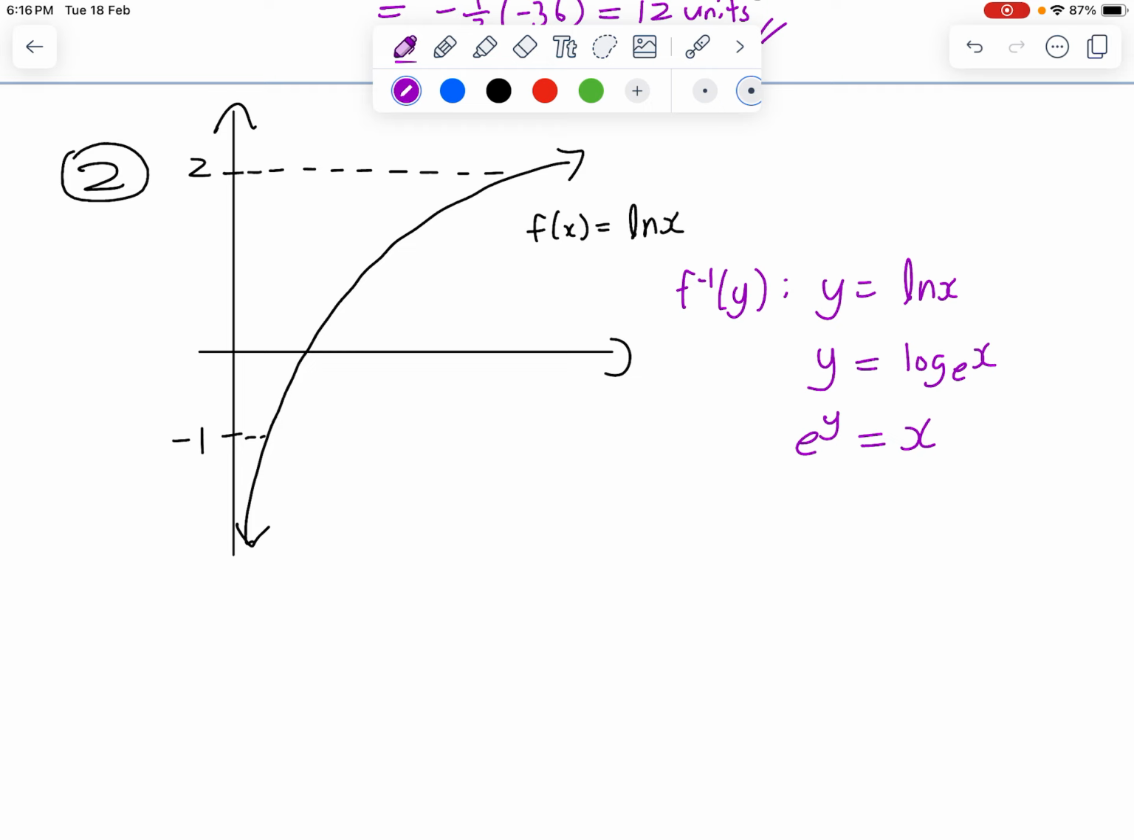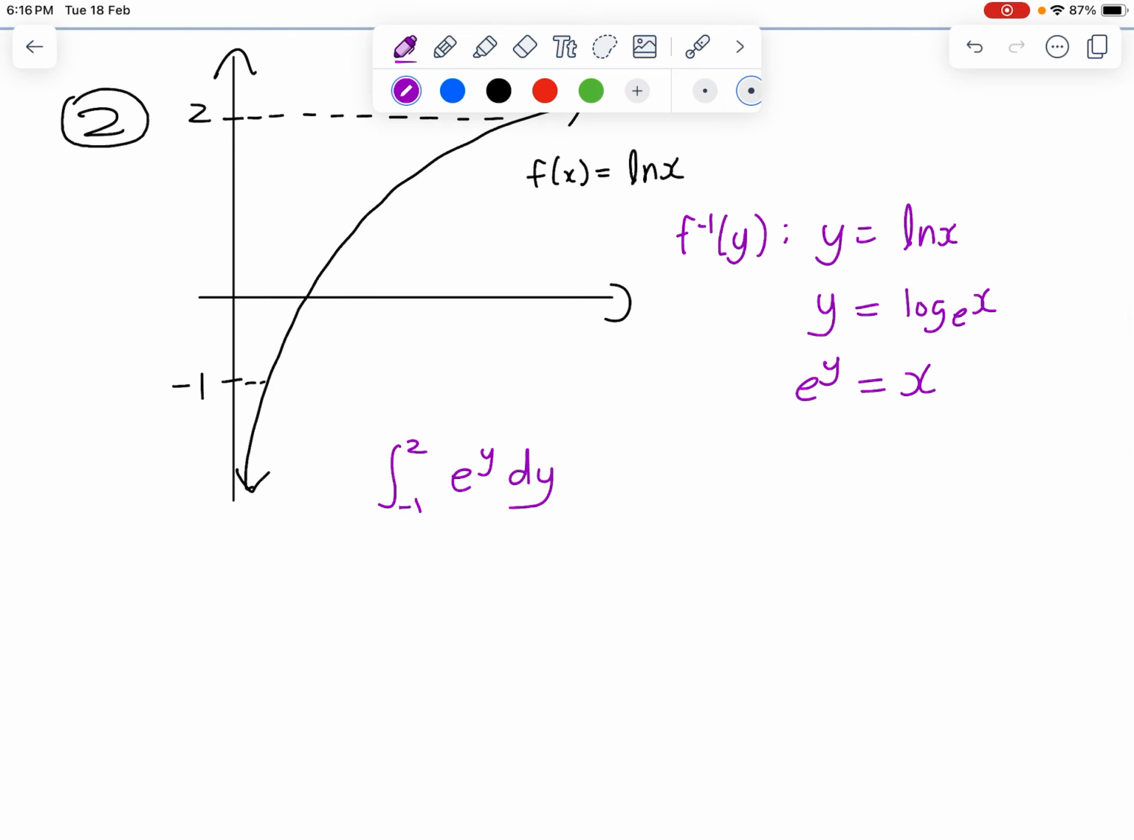Now that we have x, we want to plug it in. First, let's write down our integral. It is from the lower bound negative 1 to 2, and x is e to the power y. We just need to integrate it. If we integrate e to the power of y, that's the same as e to the y by itself, because when we differentiate, it's also the same. So when we integrate e^y, it's just e^y.